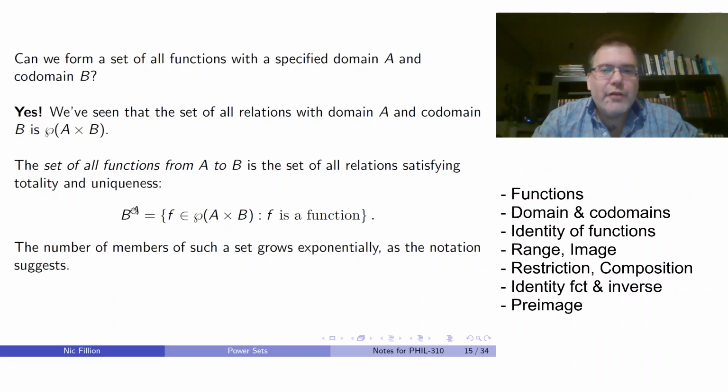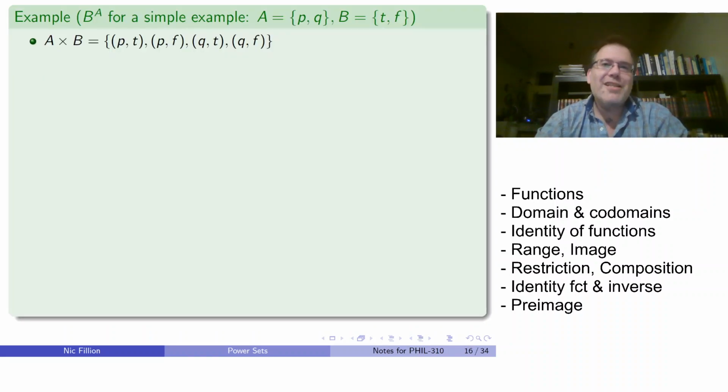Now, the set of all functions with domain A and codomain B is denoted B superscript A, a bit like we denote exponentials in arithmetic. And the reason it's done is because the number of elements in the set of all functions is in fact growing exponentially, and we're going to study that again a little bit later. But that notation means the set of all functions from A to B. Okay? So let's look at an example of what that set could look like.